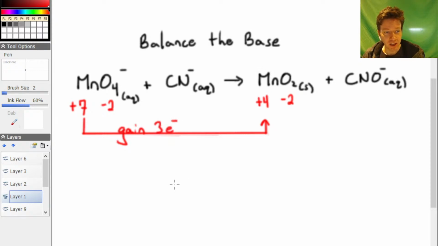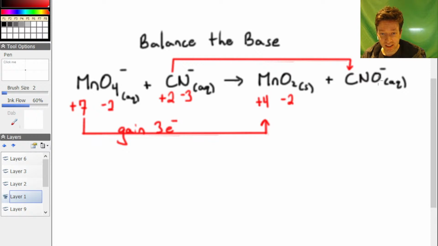Okay. Next, what happened to carbon? So nitrogen is -3, and our overall cyanide molecule is -1. So we need one less positive charge. So carbon is going to be +2. Nitrogen hasn't changed its oxidation number, neither has oxygen. So it's really carbon that we're interested in. What happened to carbon?